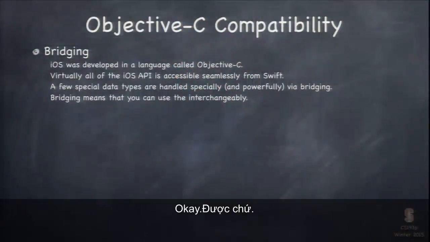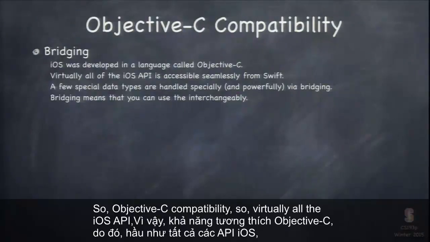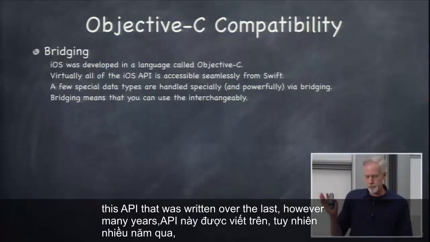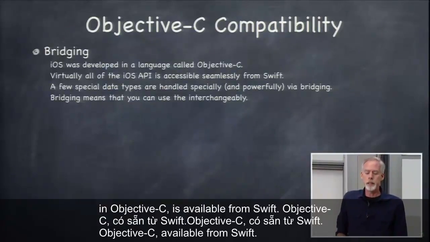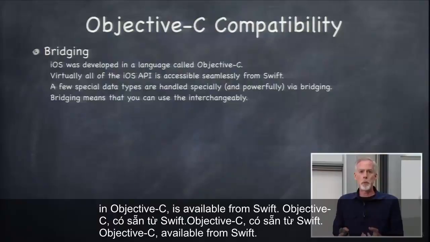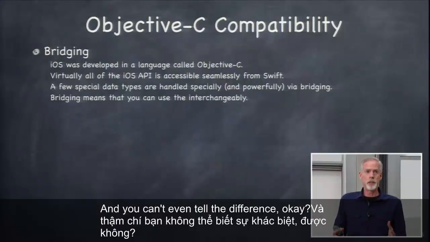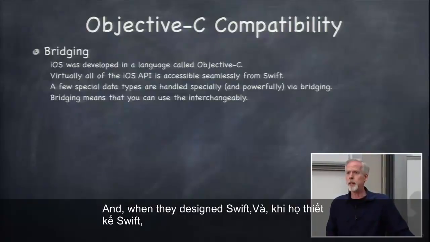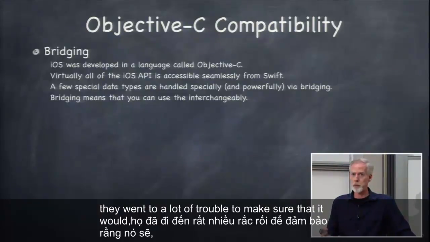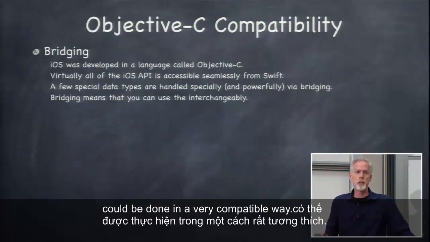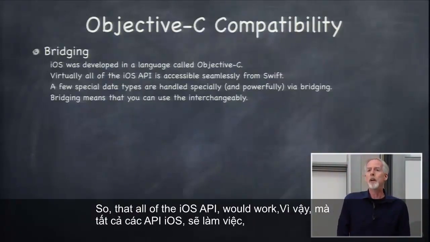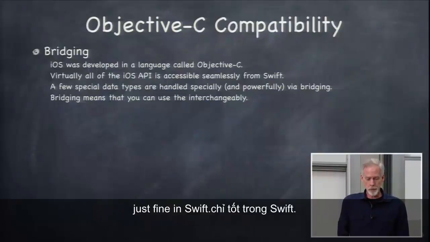Okay, so Objective-C compatibility. Virtually all the iOS API, this API that was written over the last however many years in Objective-C, is available from Swift, and you can't even tell the difference. Okay, it's just kind of automatically made available. And when they designed Swift, they went to a lot of trouble to make sure that it could be done in a very compatible way, so that all of the iOS API would work just fine in Swift.